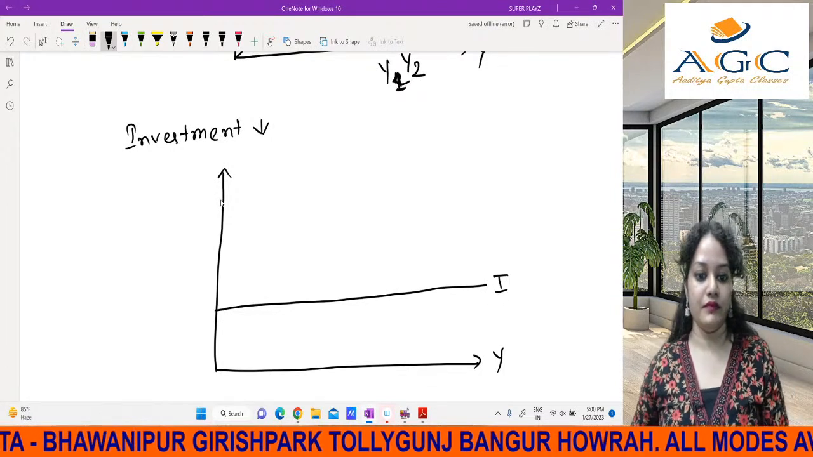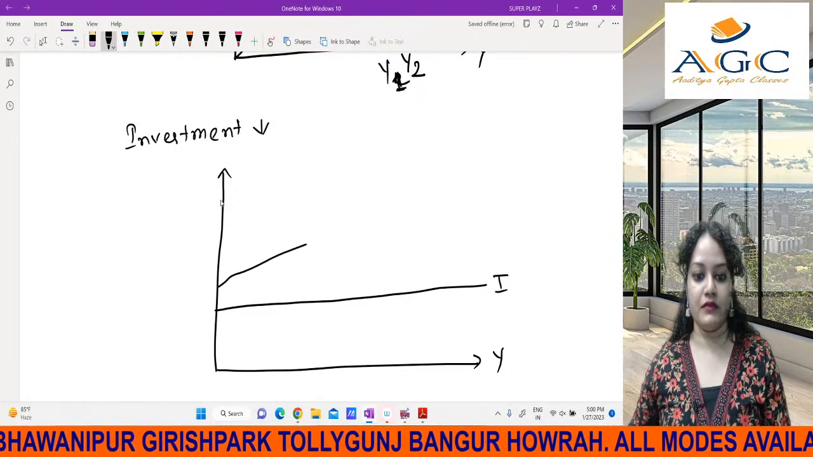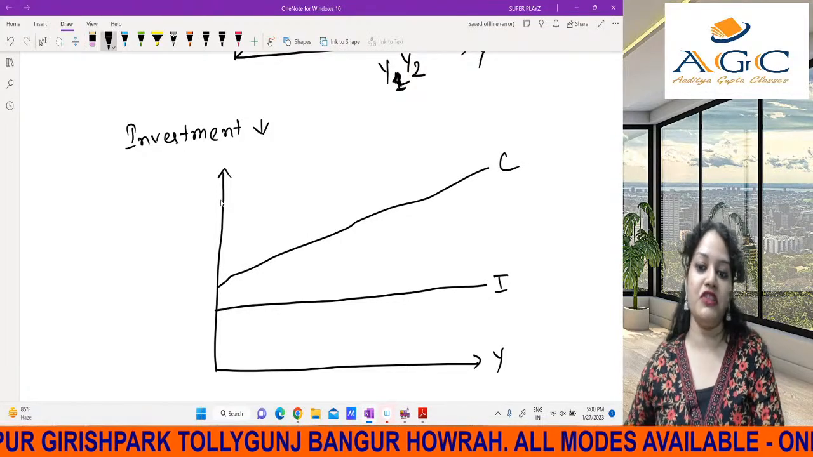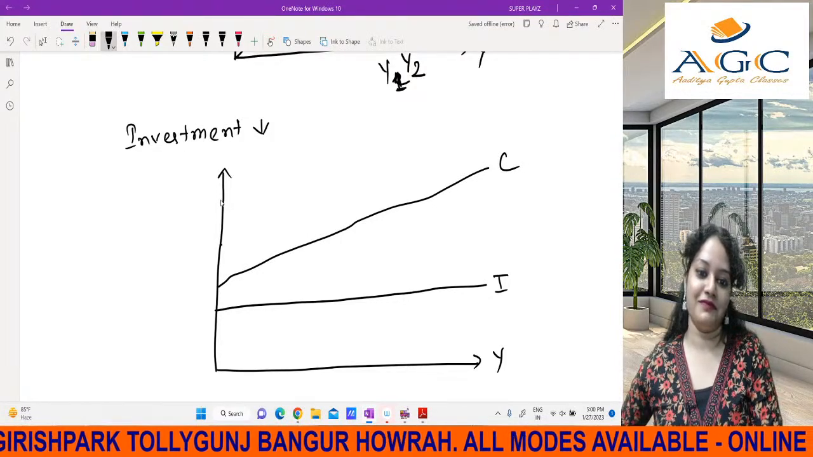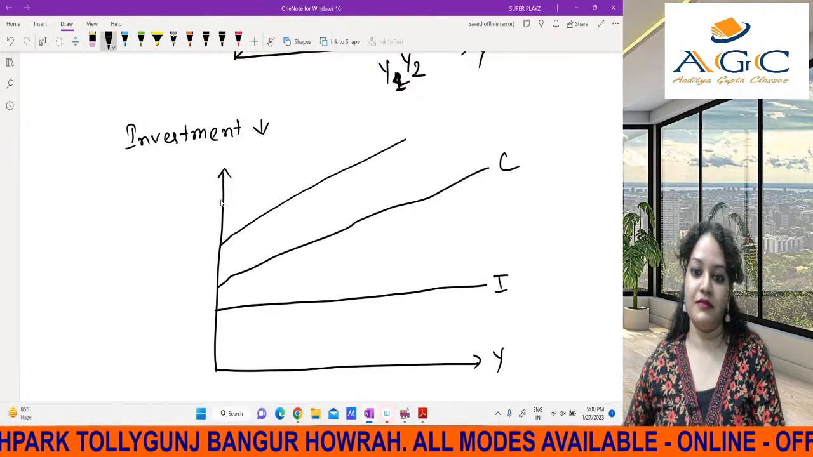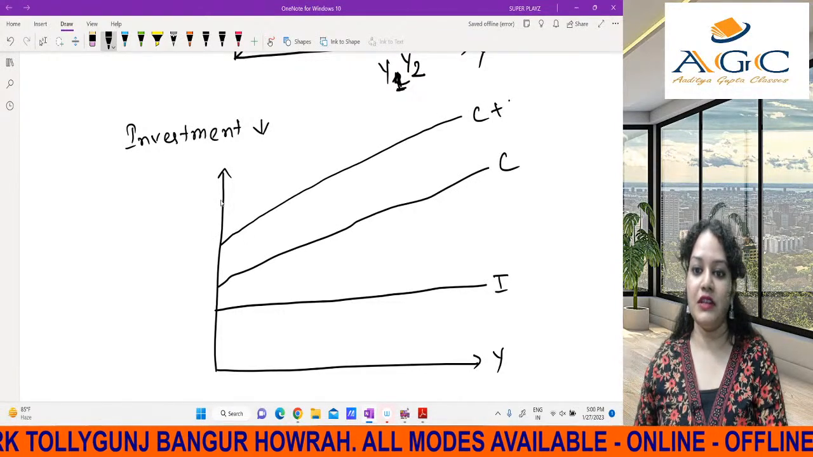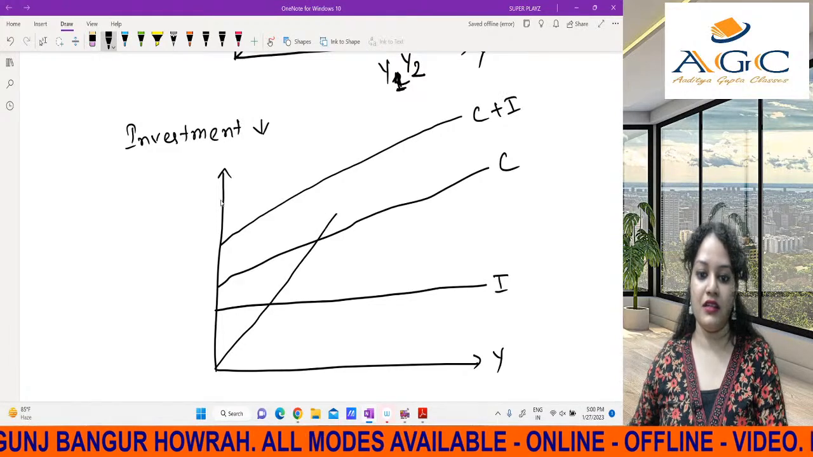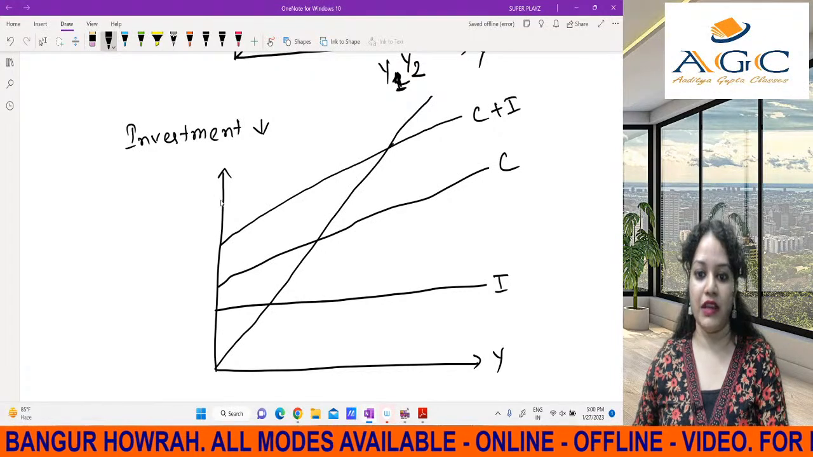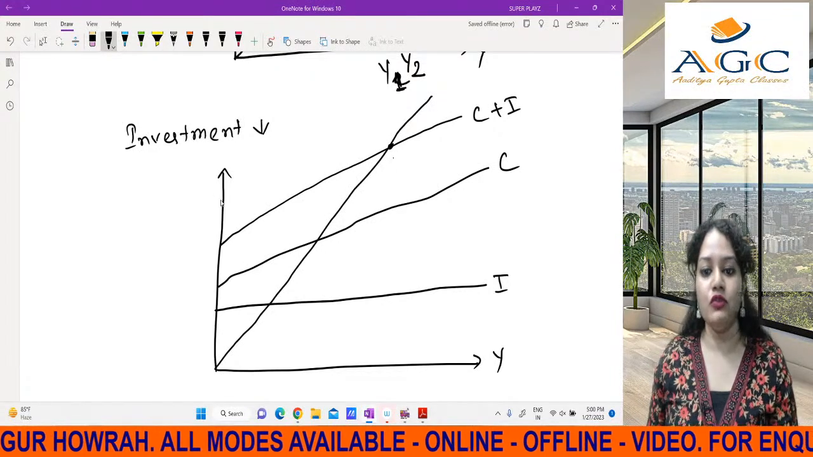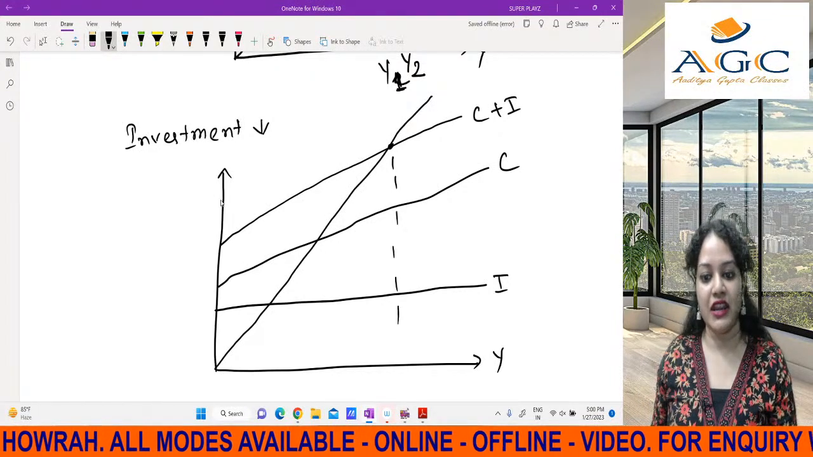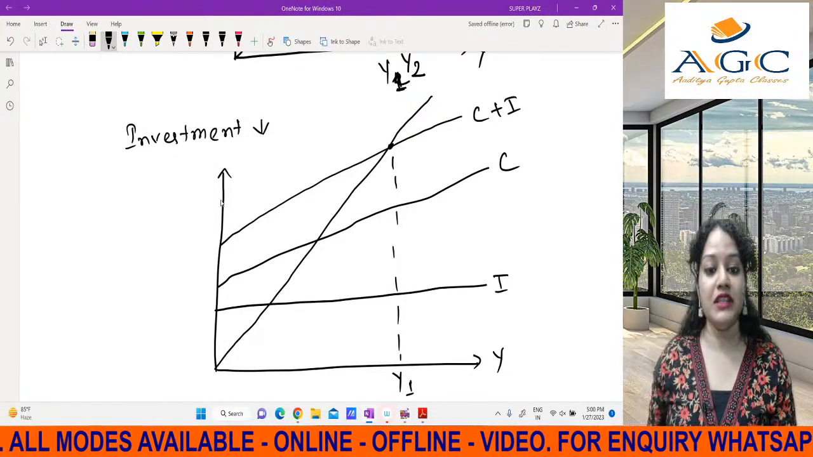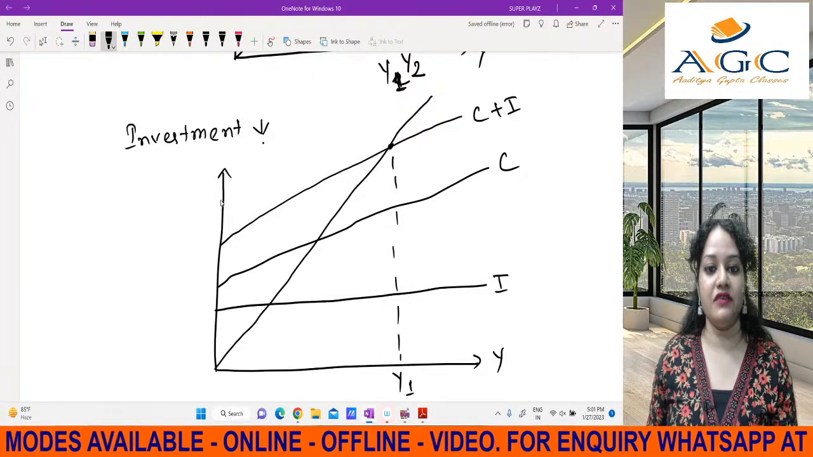This is your consumption line. It would be a straight line. This is your C plus I, and this is your income line. Right? You have to do the initial diagram in each and every one. This is your Y1. Now it has been said that there is a decrease in investment.